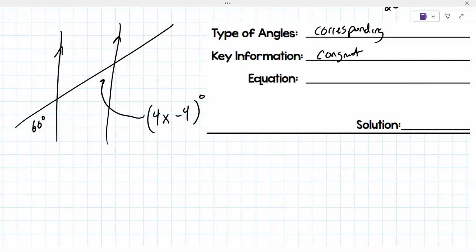Okay. So that means that they equal each other. So go ahead and set those equal and solve for x. Question? It would just be 4x minus 4 equals 60. Yeah. I'll be right back with you. All right.